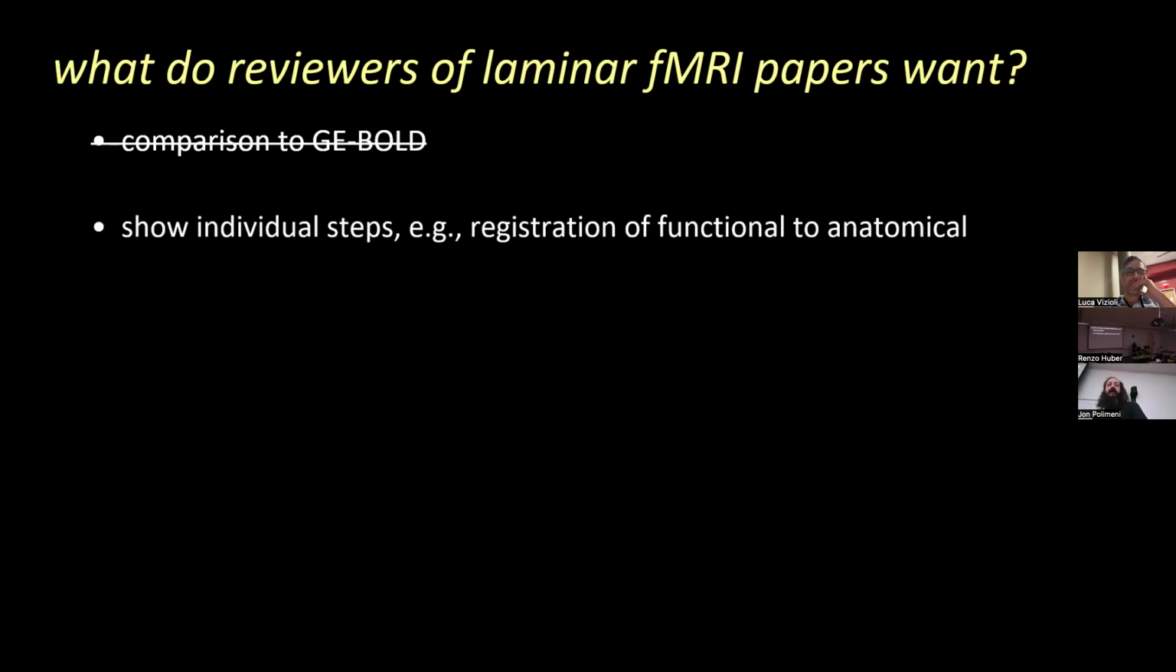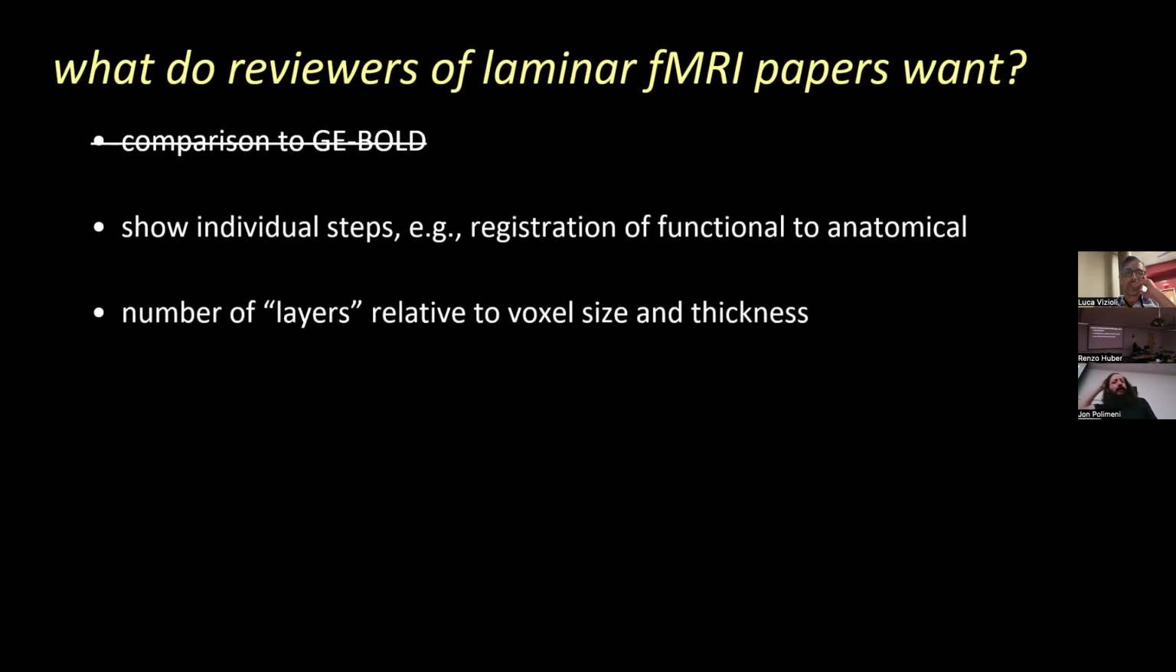I think reviewers want to see individual steps. There's recognition that laminar fMRI is hard. And they want to get convinced that you're defining the cortical layers properly, that you've registered your fMRI data to the anatomical data well. There's this big question about the number of layers relative to voxel size and thickness, as I mentioned. I think a lot of reviewers will balk at using 10 cortical depths with a 0.8 millimeter voxel and 2 millimeter cortical thickness. This is something you should be aware of.